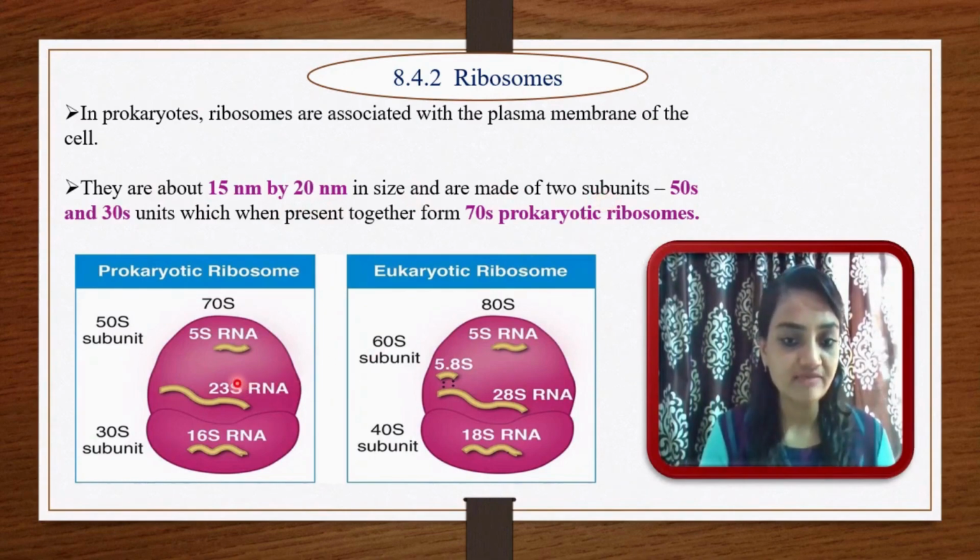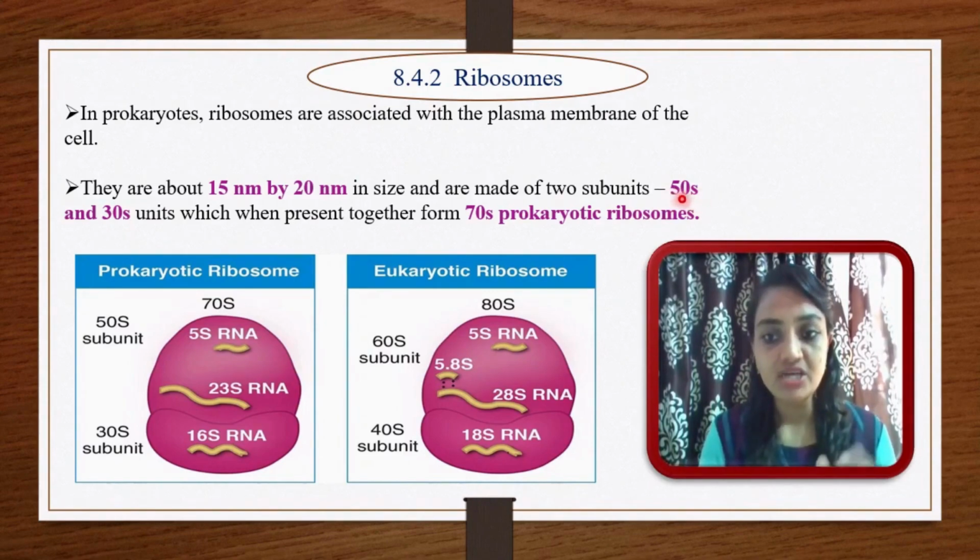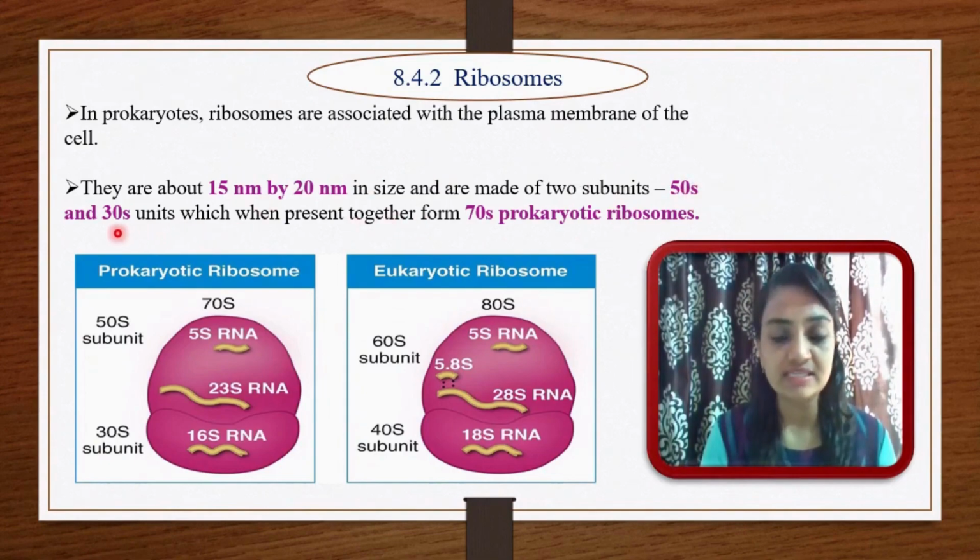Here you can see one larger and one smaller subunit. Combined, they are composed of 50S and 30S. S means Svedberg unit. We will learn in detail in the next slide what a Svedberg unit is. The larger unit is 50S and the smaller unit is 30S. When the larger and smaller subunits bind together, they form a 70S, meaning 70 Svedberg units, prokaryotic ribosome. Here you can see the comparison between the prokaryotic ribosome and the eukaryotic ribosome.